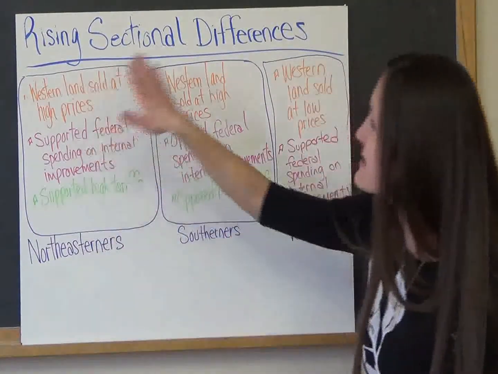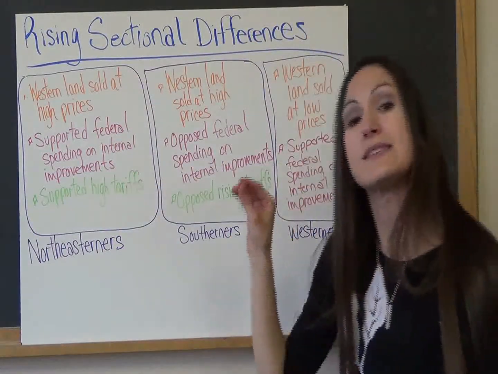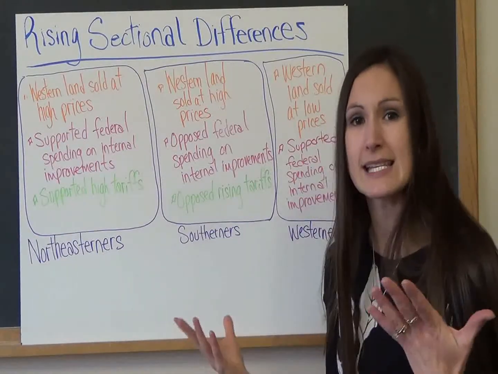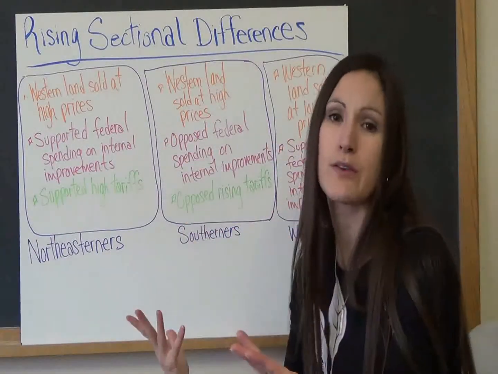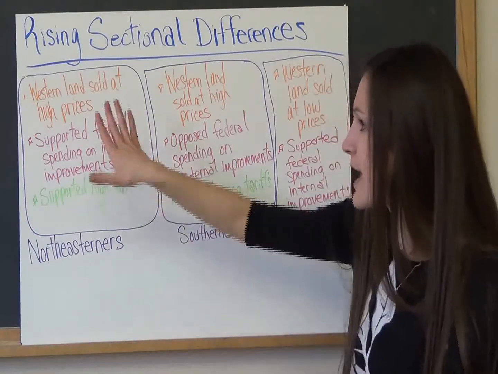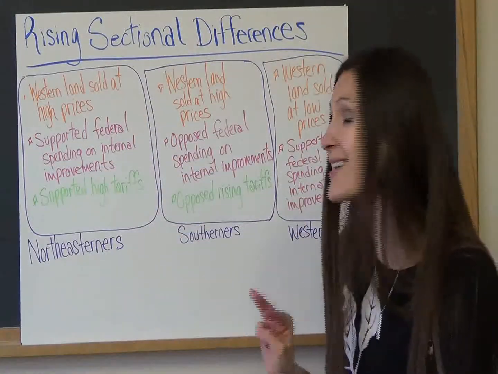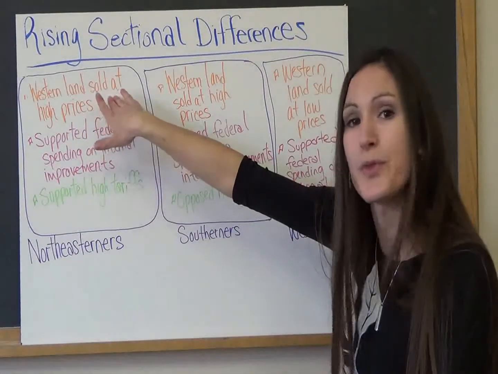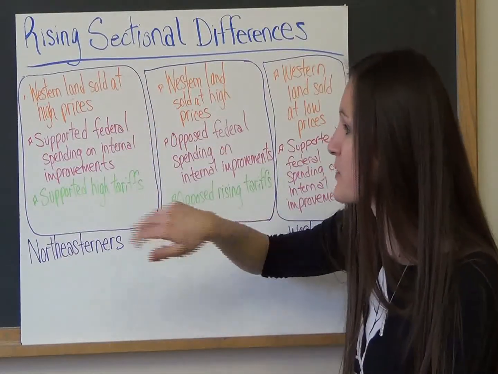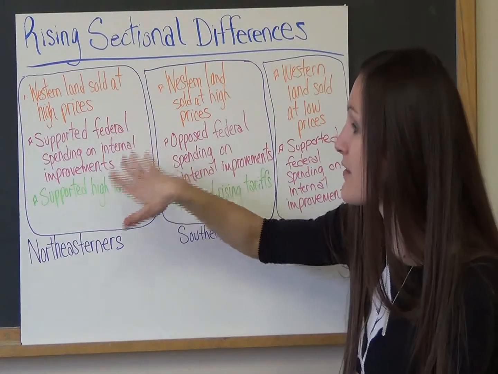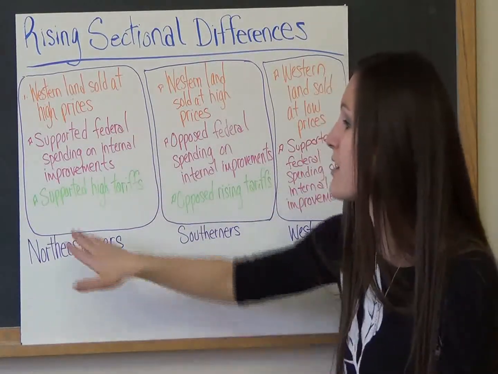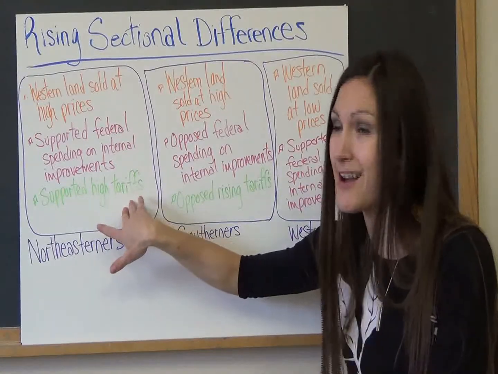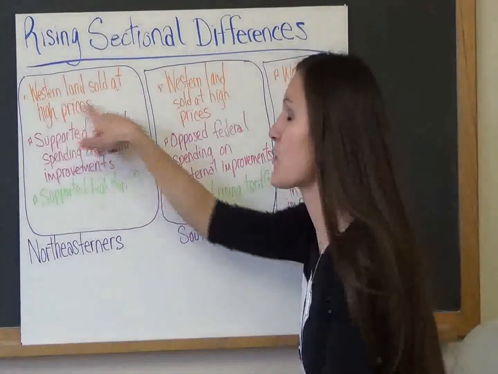We have rising sectional differences. Now we saw when people were electing the president, you had different sections of the United States voting for different presidents. And we're going to see the same thing with three hot topics at the time: the sale of Western land, the government spending money on internal improvements, and also the issue of tariffs. So let's start with Western land.